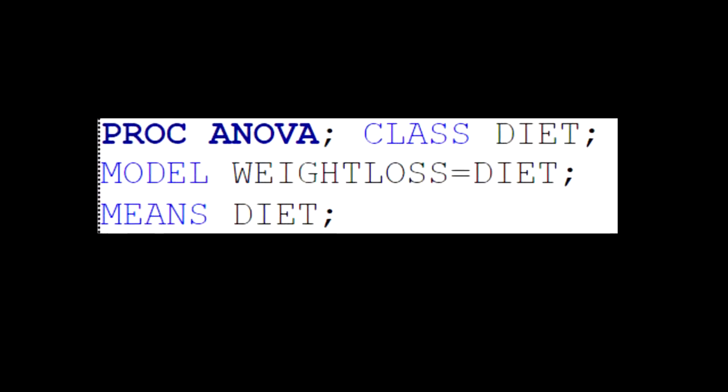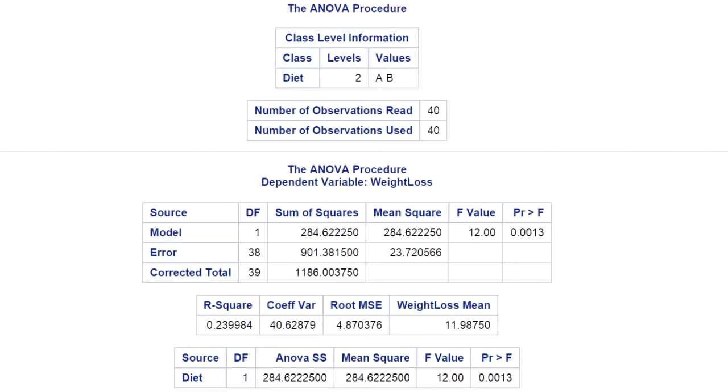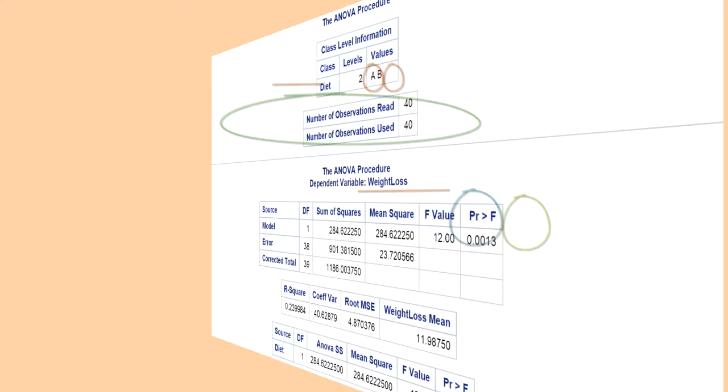In this example, the syntax would look like this. The resulting output for this analysis is shown here. As you can see, we're testing the association between diet A and B and weight loss. There are 40 observations in the data set. The F value is 12, and it's associated with a significant p-value, that is, a p-value less than 0.05. While this tells us there's a significant association between diet type and weight loss, to understand that association, we need to look at the output generated by the mean statement.